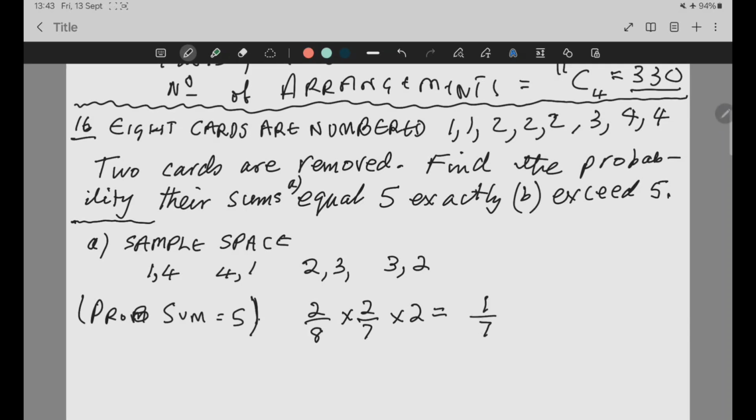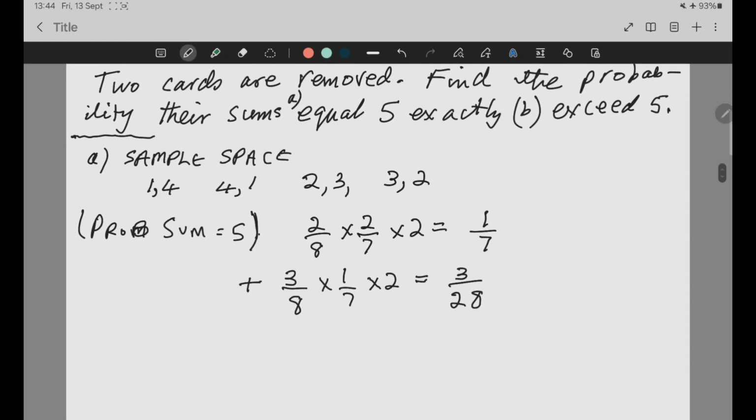Right? Then we've got the 2, 3 and the 3, 2, so we need to add on to that 3 out of 8, because the 2 appears 3 times out of 8, and the second number 3 only appears once, so that's 1 out of 7. But again, we have both orders, that is 2, 3 and 3, 2, and so we times that by 2, and that comes down to 3 out of 28.